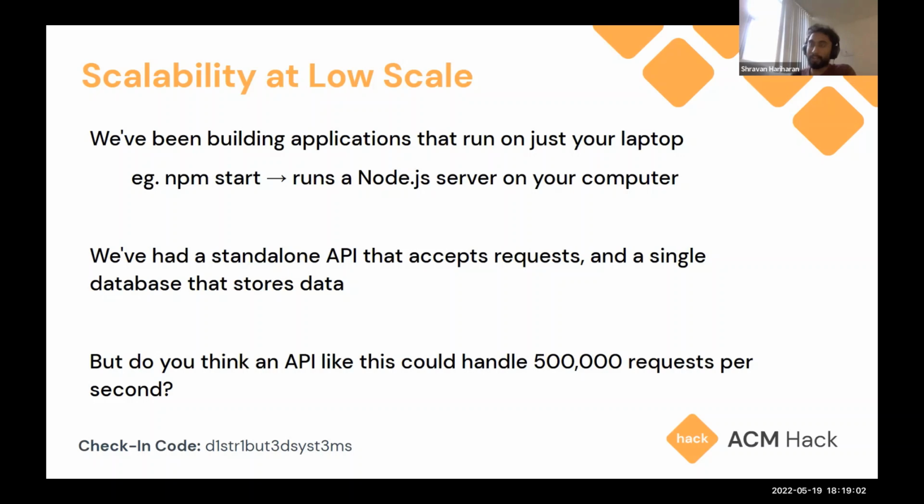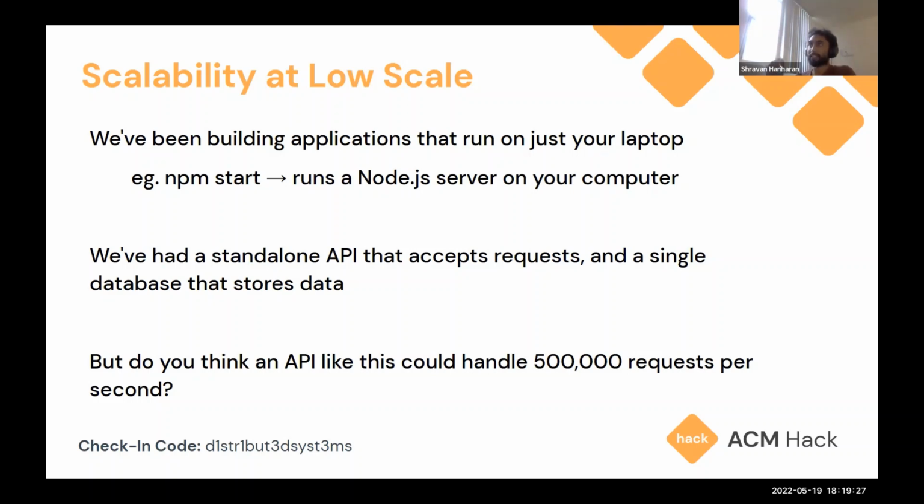So if you think about it, if you have your computer running like a server, do you think an API that's running on your server could handle 500,000 requests per second? You could put your answer in the chat, but it's a little bit obvious. Not really. Your laptop would completely crash if it tried getting 500,000 requests per second.